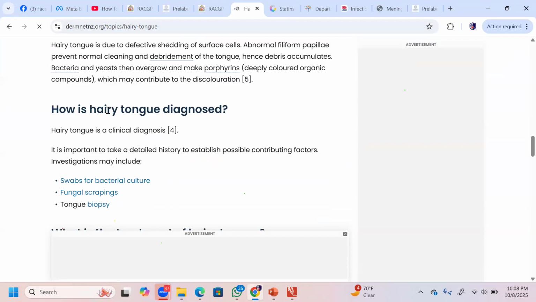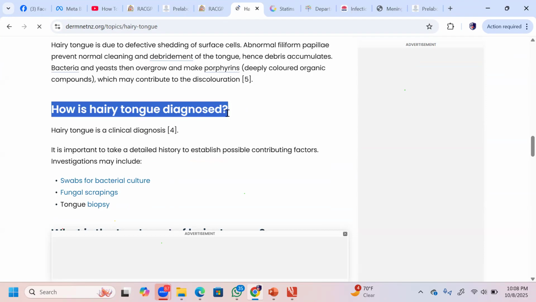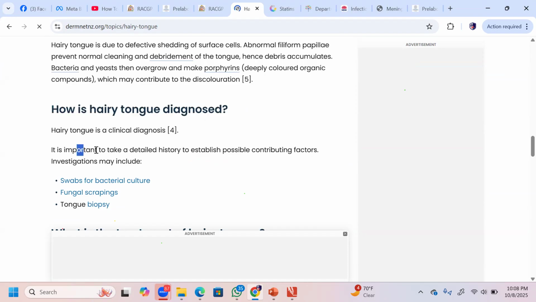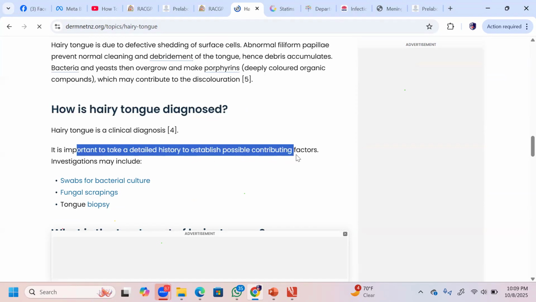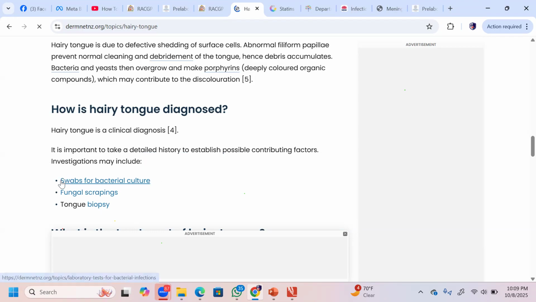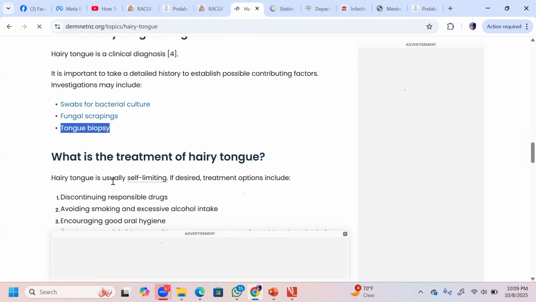So our question is on how to diagnose. This one is important. How to diagnose hairy tongue? It is important to take a detailed history to establish the possible contributing factors, because you have to rule out drugs, alcohol, smoking. For investigation, next step is swab for bacterial culture, fungal scraping, and best is tongue biopsy. Tongue biopsy is the definitive test. You have to go with that to make the confirmatory diagnosis.